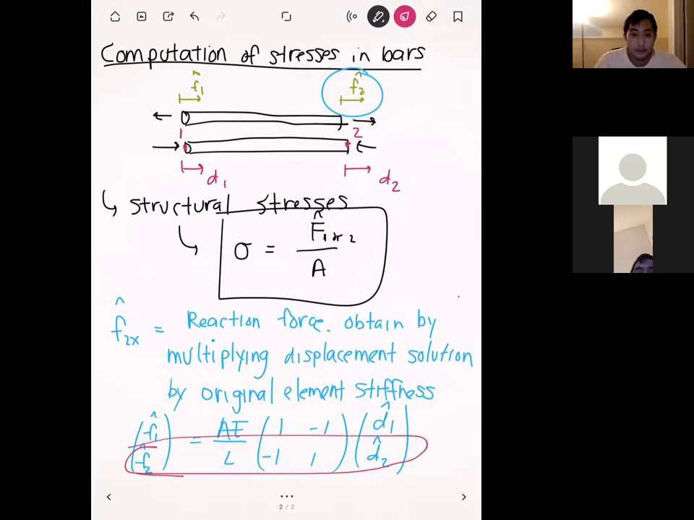Question: For the structural stress, I just want to make sure I have it right. Is it F1 hat or F2? It's 1 or 2. You can take either the left node or the right node. You can choose either one. Okay, cool. Thank you.